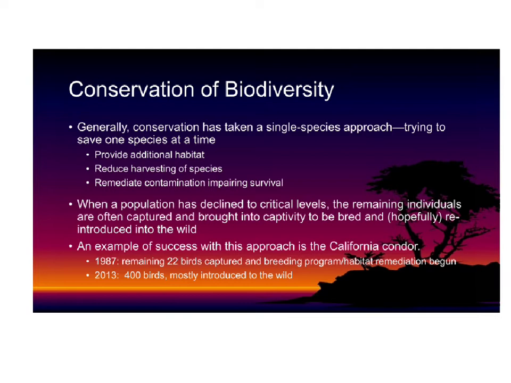And now, in 2013, there are now more than 400 birds, and most of those have been successfully introduced back into the wild. Their habitat was cleaned up, and they were captively bred in an environment to increase their chances of survival. And this was a success story. Not all species actually do well with breeding in captivity, however, so it's kind of controversial.